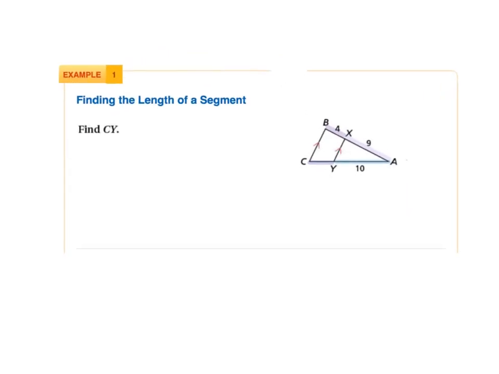Okay, now we have our first example. Find the length of the segment. So we have two parallel lines, so we know that the sides of the triangle are going to be proportional. So what is the proportion we can set up? Okay, remember, we have to keep it consistent. So if we do this little part over 9, then we have to do this little part over 10. So x over 10.